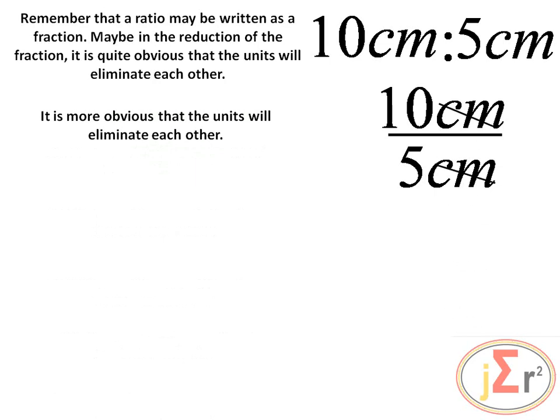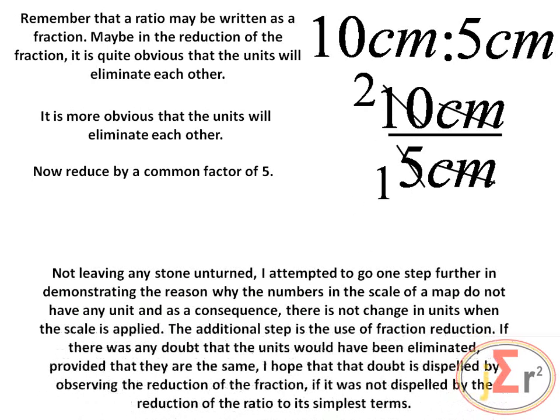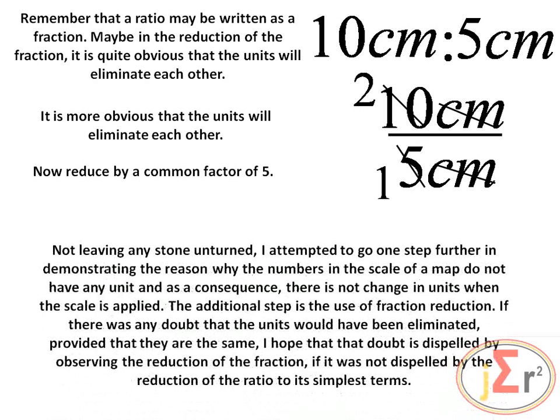Right, so the centimeters are gone because we are just reducing those fractions by those common factors. Anything that we see there as a common factor will have to go. Now, reduce by a common factor of 5. 5 into 10 is 2. 5 into 5 is 1. And that is all there is to it.